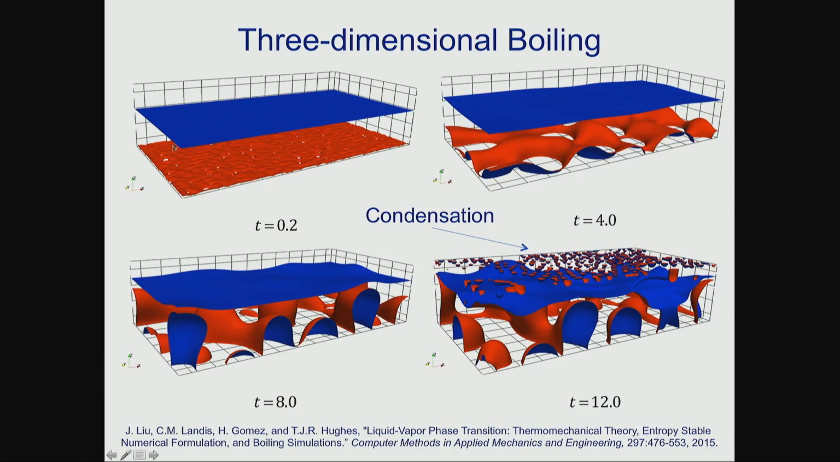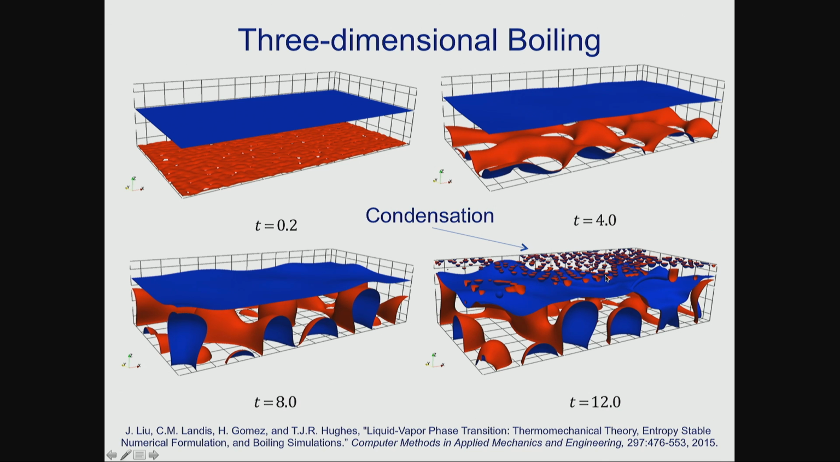So this is 3-dimensional boiling. This is a pool of water. This is the free surface. There's a cool plate up at the top. The water is heated on the bottom. These are density profiles. You begin to create little thermal plumes of vapor. So vapor nucleates at the bottom. It passes through the free surface, and then it recondenses at the top.